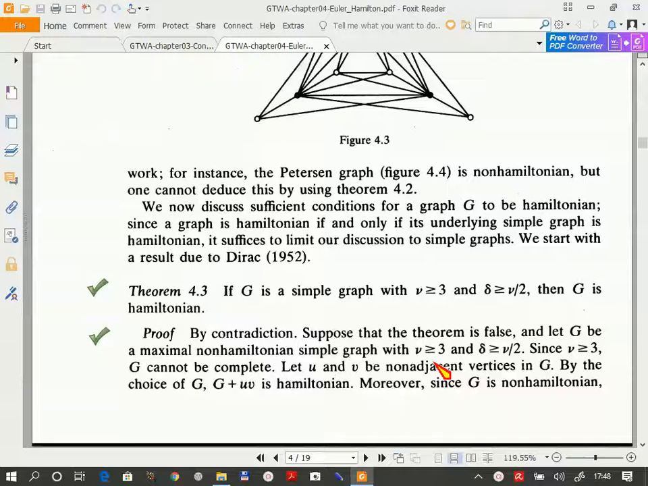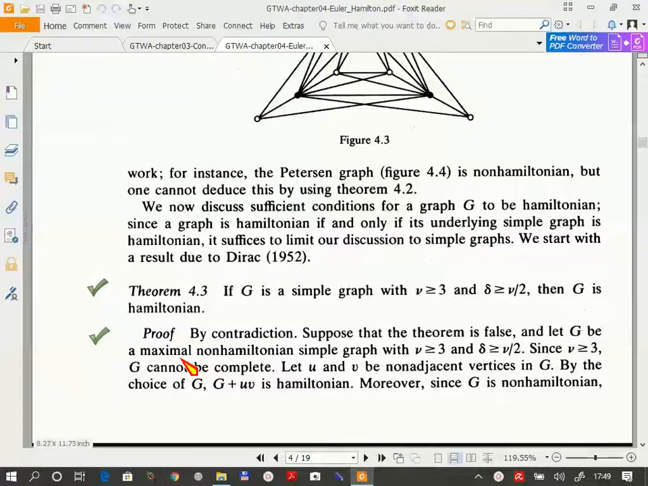The idea of maximal non-Hamiltonian simple graph is this. Let's think that you have a non-Hamiltonian simple graph with at least 3 vertices, and with this condition that small delta is greater than or equal to n divided by 2, and that it's maximal for being non-Hamiltonian. Meaning, if you add even a single edge, then a Hamiltonian cycle comes in. So maximality is very important in many proofs of graph theory.